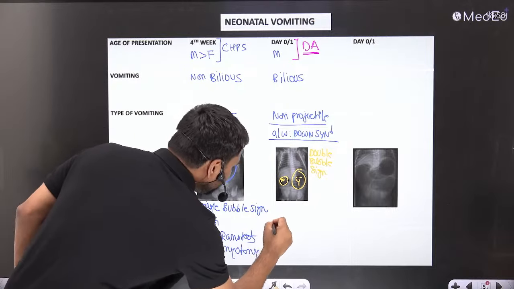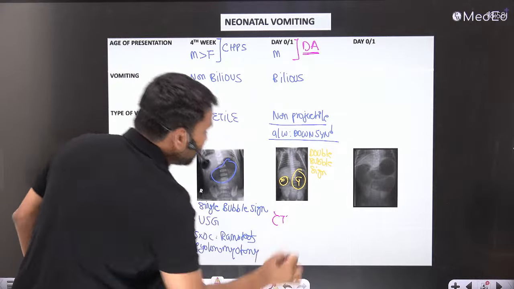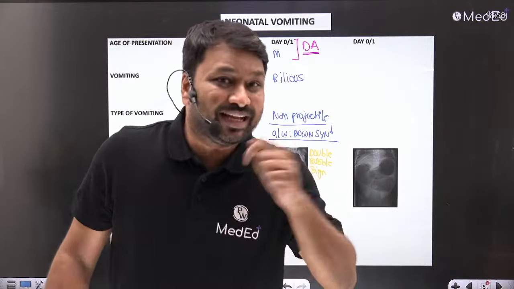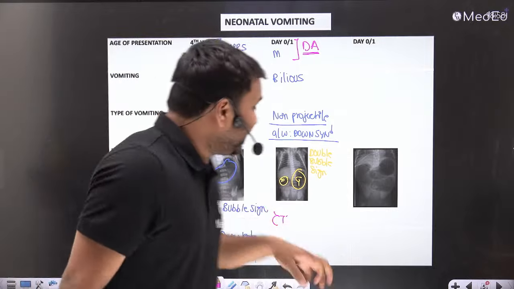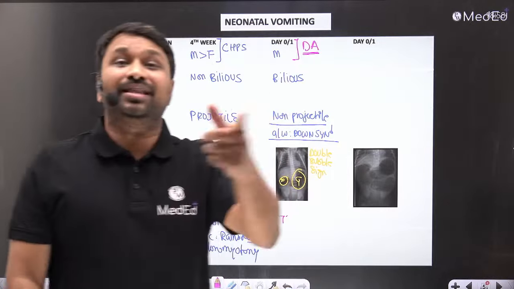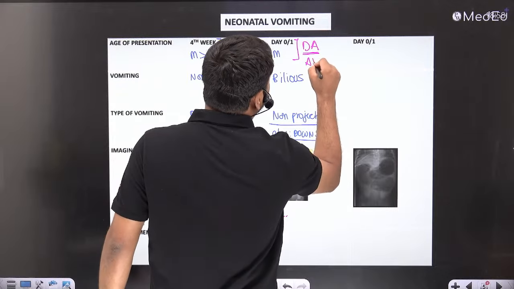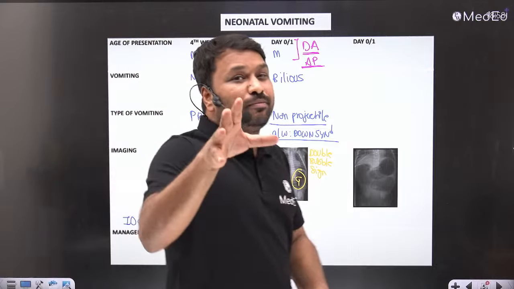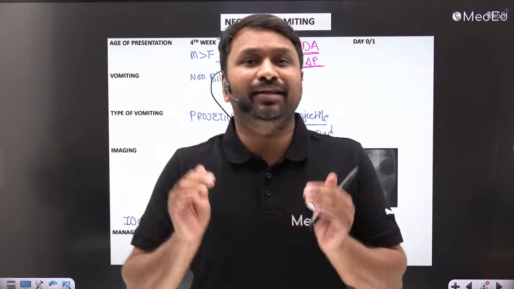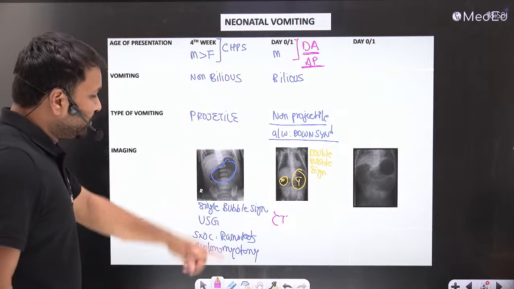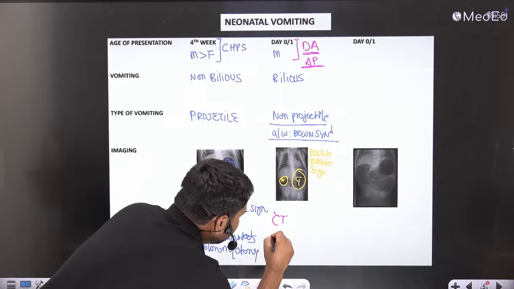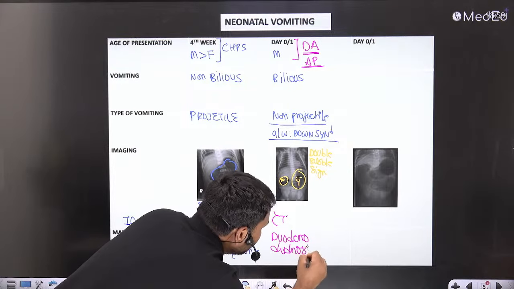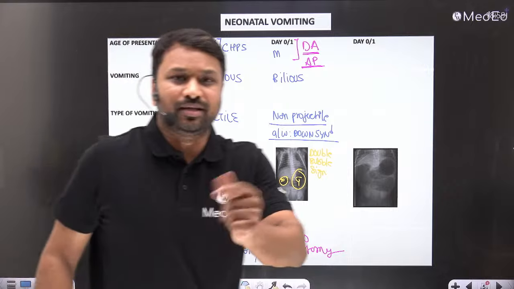What is the investigation of choice? The investigation of choice is going to be CT, because you want to rule out another condition that can present similarly: day 0, day 1, bilious vomiting recurrently happening, non-projectile in nature, on X-ray double bubble. Can you give me another example? The other example is going to be your annular pancreas. So duodenal atresia and annular pancreas both present with similar features. Annular pancreas is a thick rim of pancreatic tissue encasing the second and the third part of the duodenum. Right? Again, you'll have a double bubble sign. CT is important to do it. Management is surgery. Surgery is duodenoduodenostomy. And this is how you'll do it across.